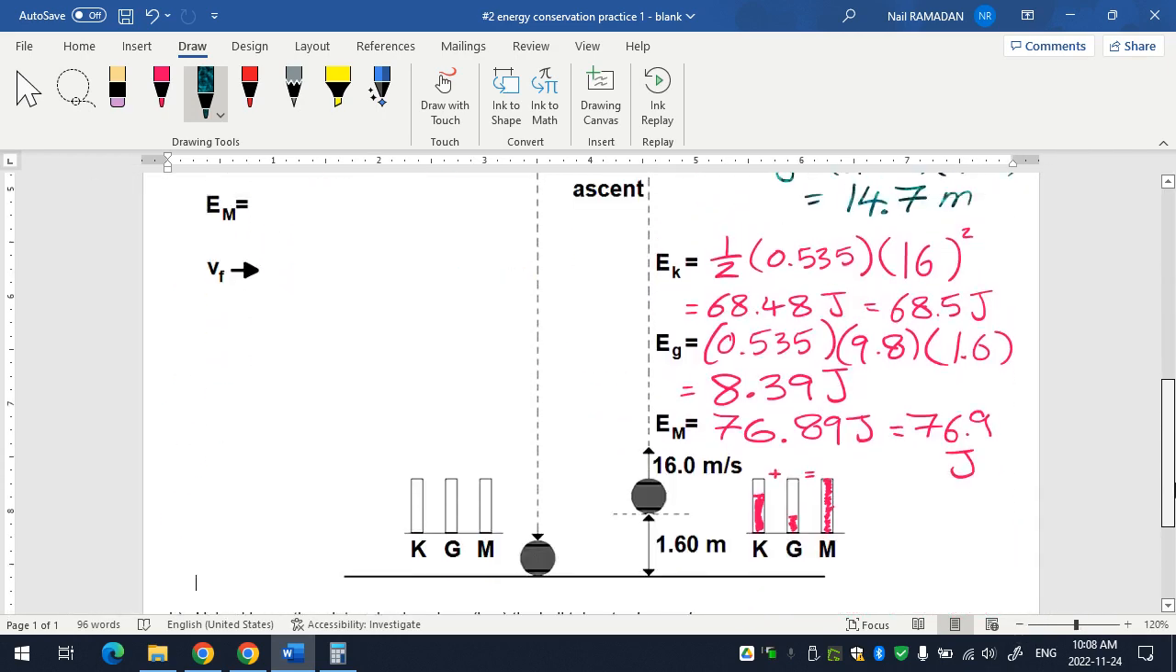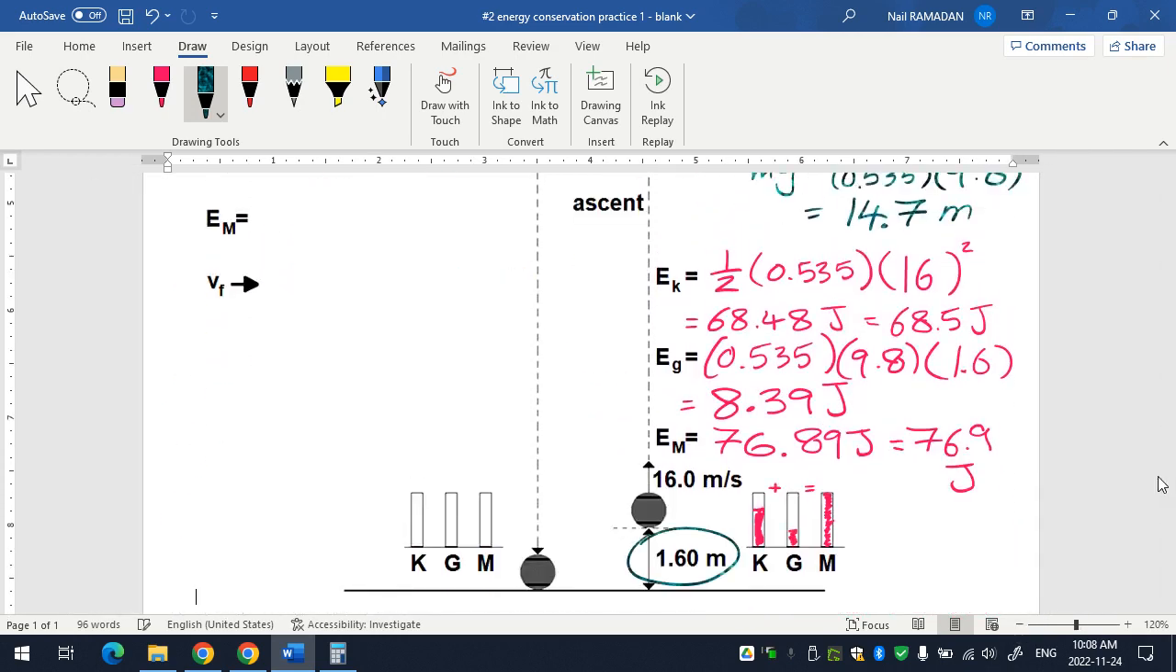Am I still missing a step? Hint, there's 1.6 still there. What should I do now? Add or subtract? What should I do between the 14.7 and the 1.6? Should I add them or subtract them? How many people say we should add the 14.7 to the 1.6? Just raise your hand.